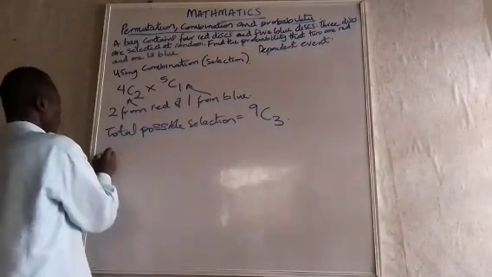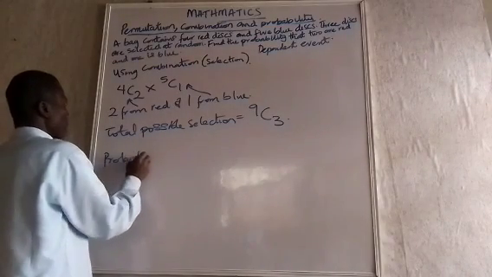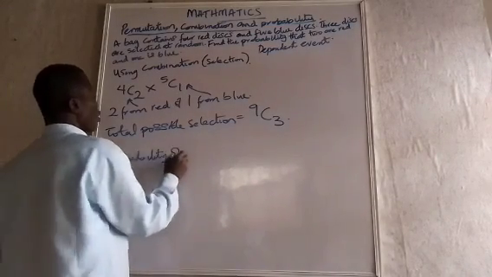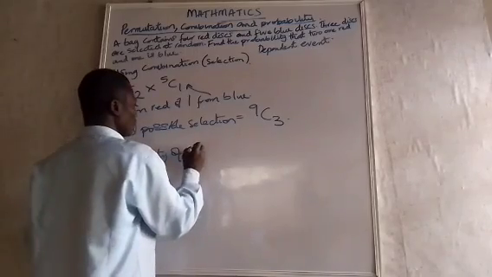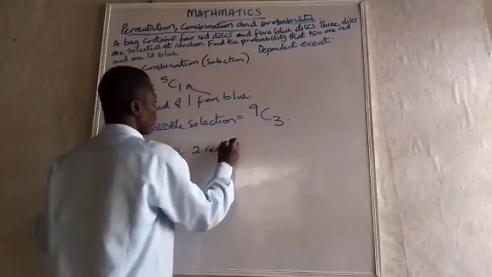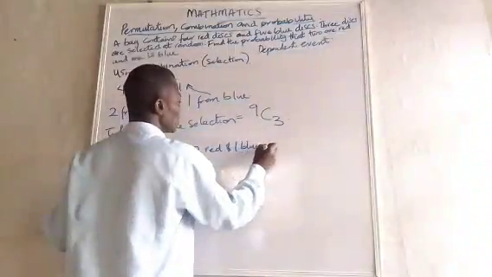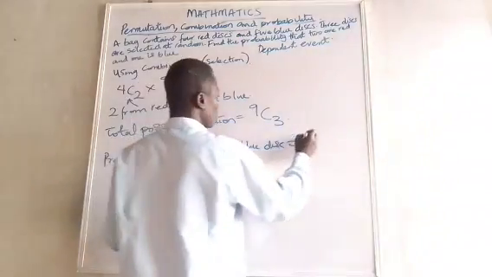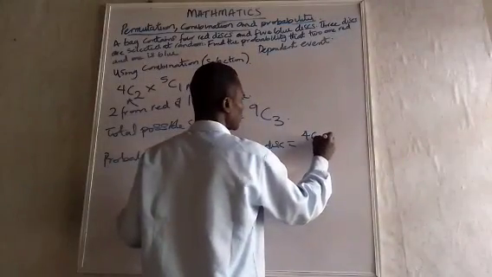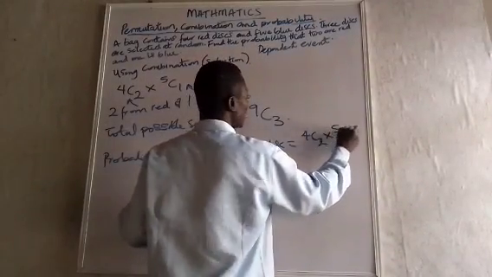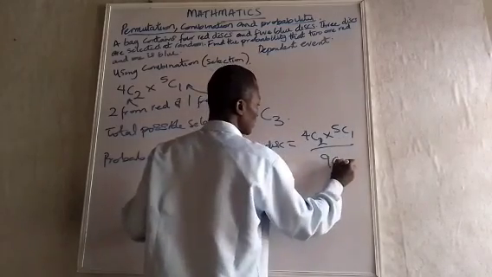So probability of 2 red and 1 blue is equal to 4C2 times 5C1 over 9C3.